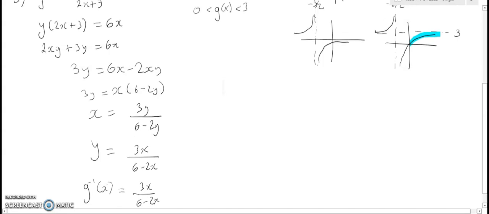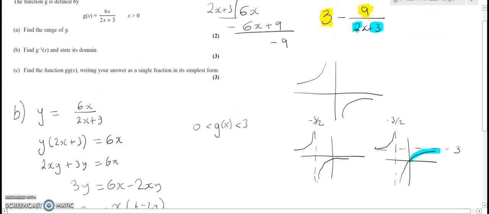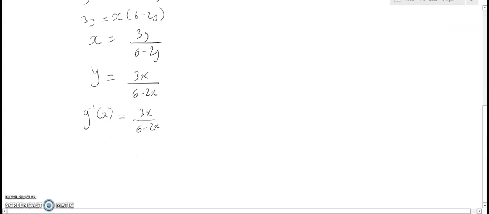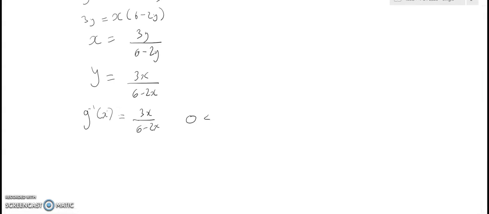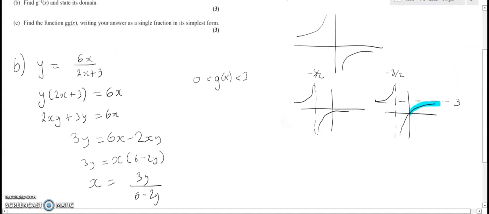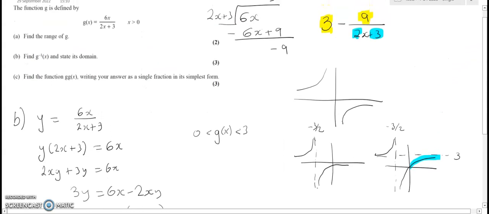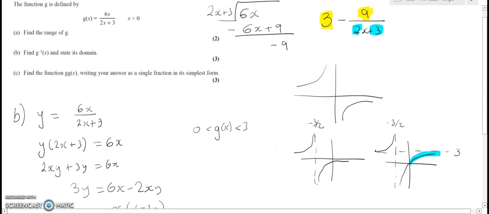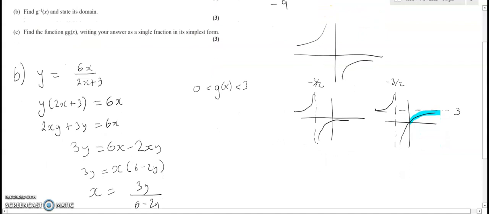You've got to remember, the question also asks to state its domain. The domain of g inverse is going to be the same as the range of the original function. So that was between 0 and 3. Whatever answer you got in the range, just write that down for the domain. So make sure you give an answer in part A so you can still pick up marks in part B. So part C now.